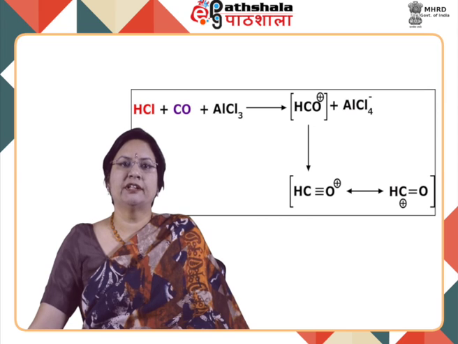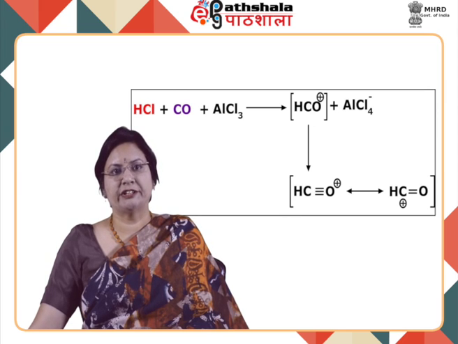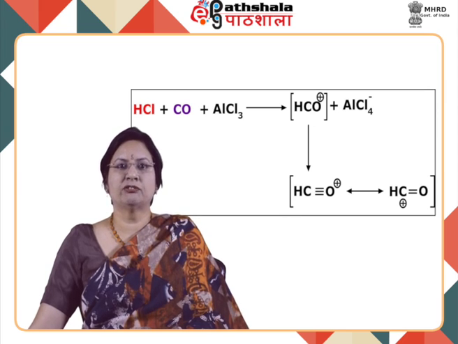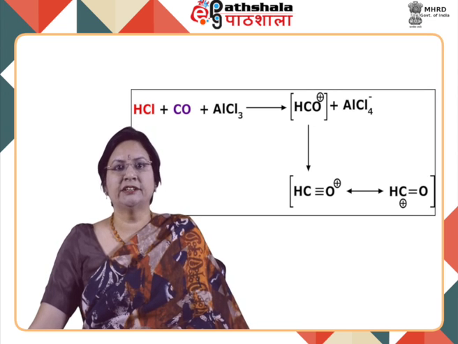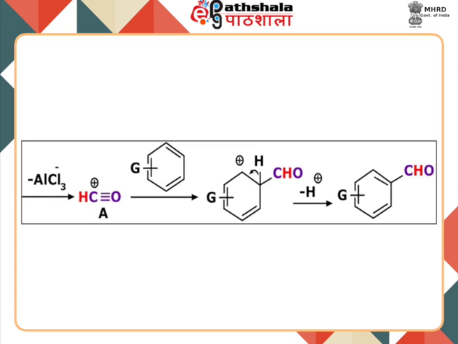Now, let us try to understand the mechanism of the Gattermann-Koch reaction. The reaction proceeds via generation of an electrophile by the combination of carbon monoxide and HCl in the presence of AlCl3. The electrophile HCO plus, where the positive charge is on the carbon, is generated, which then reacts with the aromatic substrate in an electrophilic aromatic substitution mechanism to give the formylated aromatic compound.